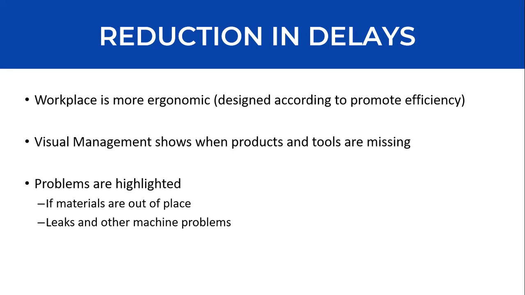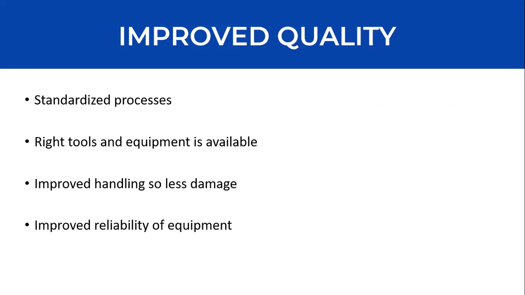If somebody's cooking and they can easily find what they need, they'll be able to do it a lot faster. Also, problems are easily highlighted. If materials are out of place, or something has gone missing and there's visual management, you'll easily be able to say, hey, that's missing. Leaks and other machine problems can also easily be identified if you're using 5S. So it's not like things can get covered up. It's easy to see what's going on if you have implemented 5S.